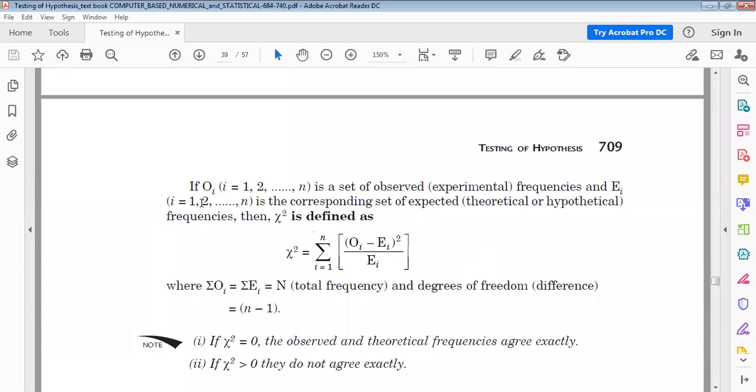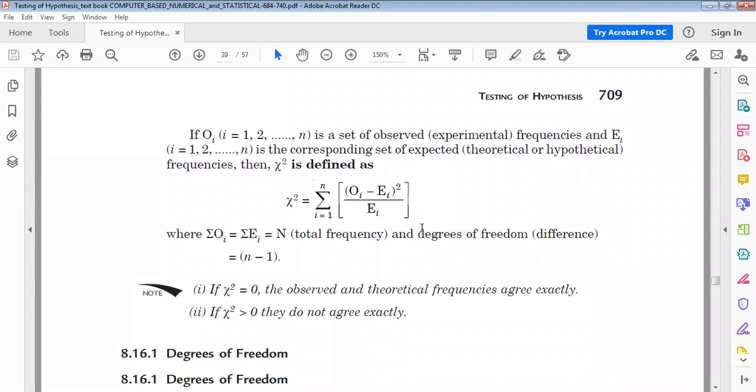Now, for observations, suppose the total number of observations is i equals 1 to n. Many observations here; n is a natural number. O_i is a set of observed frequencies, and E_i, i equals 1 to n, is the corresponding set of expected frequencies. So chi-square is defined as chi-square equals summation i equals 1 to n of (O_i minus E_i) whole square divided by E_i. This is the chi-square formula.